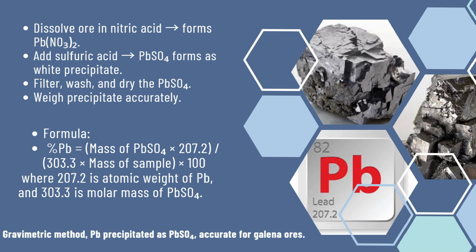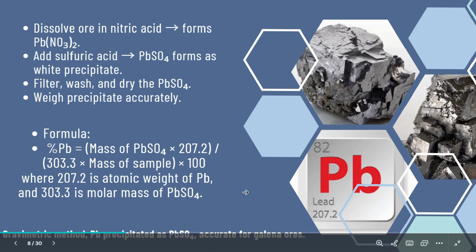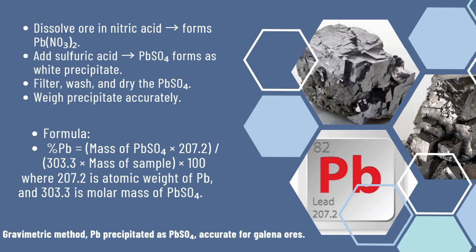So we have here the formula. The percentage of lead is calculated using this formula. Since the precipitate is PbSO4, the atomic weight of lead and the compound are used to determine the exact lead content.